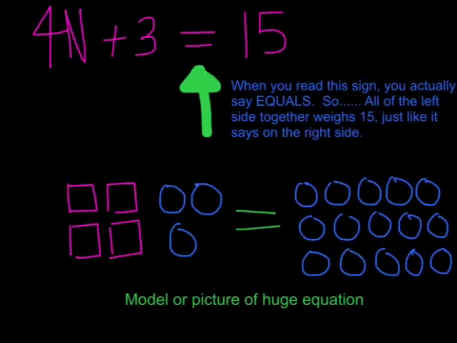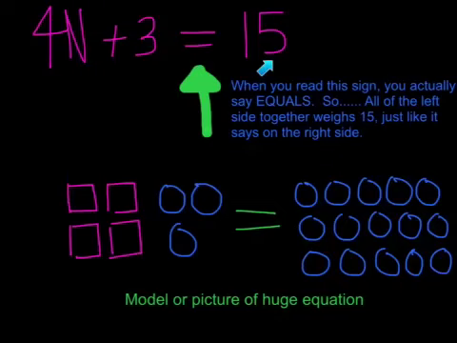So here's another example. The equation at the top says 4n plus 3 equals 15. So when I just read that equation, when I got to this part, I actually said equals. So again, just like from the last slide, 4 times something plus 3 more equals 15. At the bottom of the slide, there's a picture or a model to show you what the equation means.